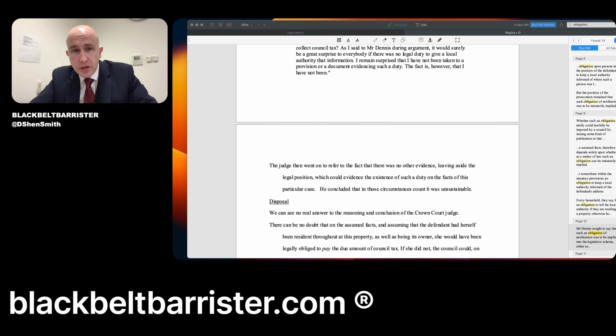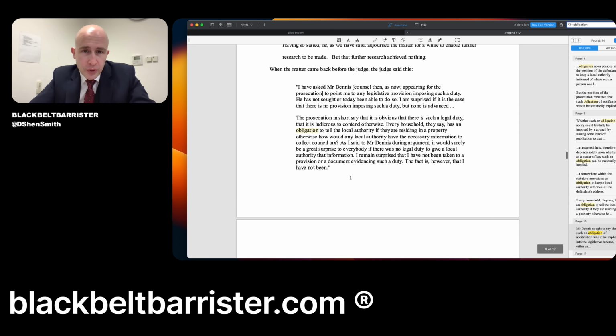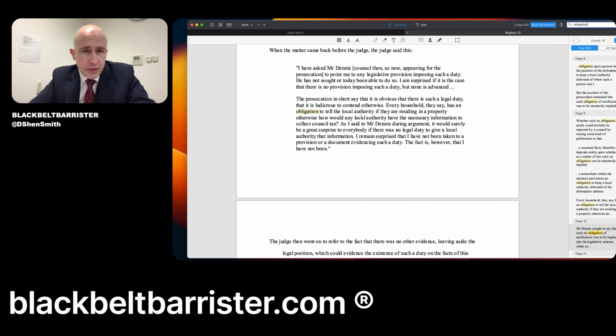The judge ultimately drawing that conclusion because there was no evidence provided that there was a legal duty for the person to notify the local authority. In fact, the judge was even quite surprised by this. If we go back to the judgment, there's an exchange here between the judge and prosecuting counsel, and obviously counsel for the defence. The judge says, "I've asked Mr.